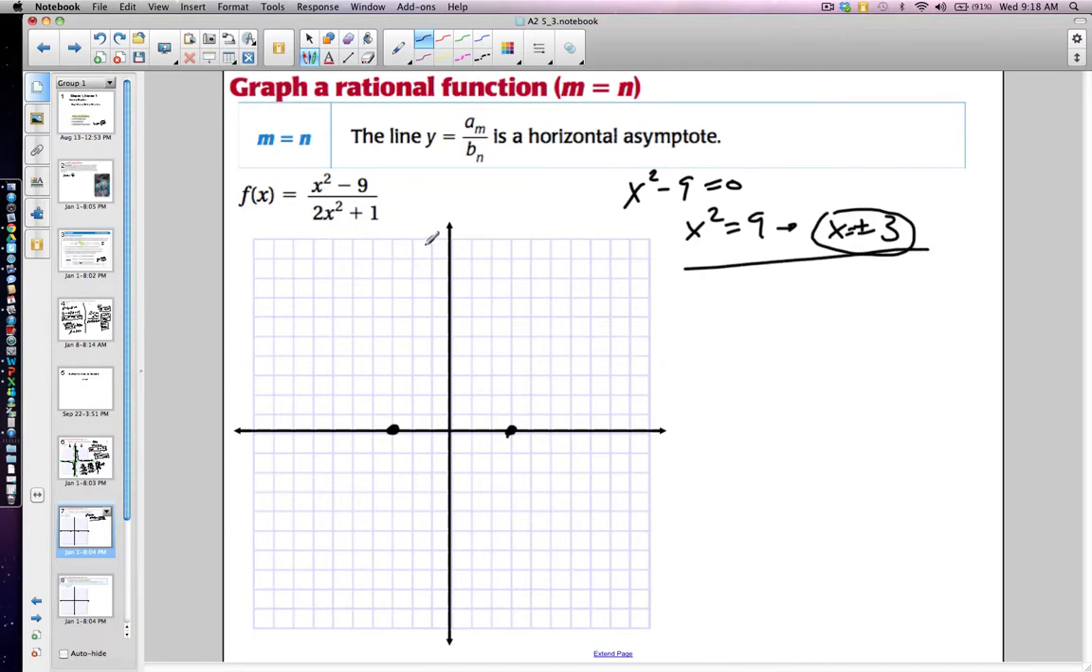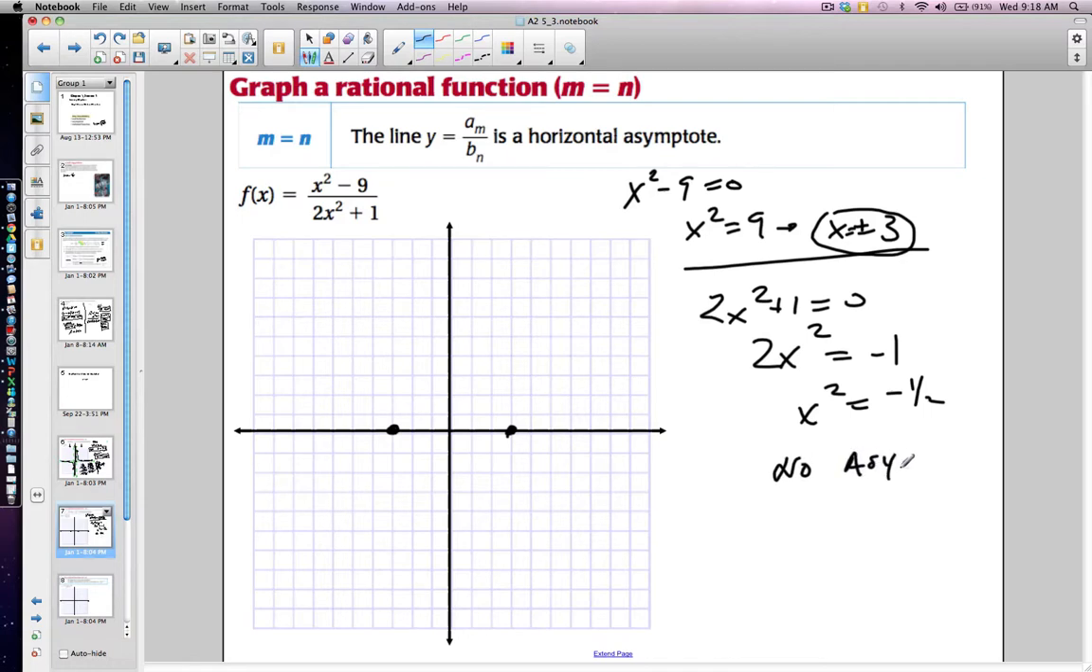When I want to find my vertical asymptotes, I set the denominator to be equal to 0. 2x squared plus 1 is equal to 0. Again, there's no middle term, so I'm going to have 2x squared would be equal to negative 1. X squared would be equal to negative 1/2. And now here's a problem. If I find these asymptotes, they're going to be imaginary numbers. If I take the square root of a negative number, they're going to be imaginary numbers. Imaginary numbers are not going to fit on my graph. So I don't have any vertical asymptotes. The vertical asymptotes all exist in the realm of imaginary numbers, so they won't be present on my graph.